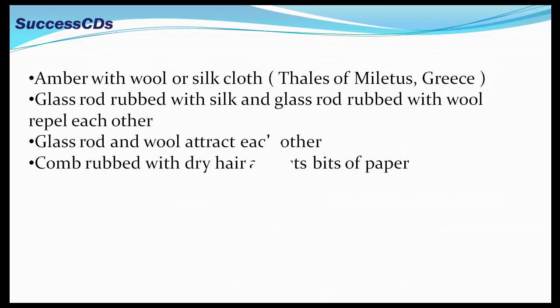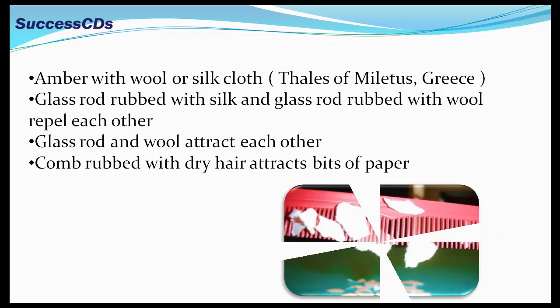amber rubbed with wool or silk, glass rod rubbed with silk and glass rod rubbed with wool repel each other, whereas the glass rod and wool attract each other. Comb rubbed with dry hair also attracts bits of paper.